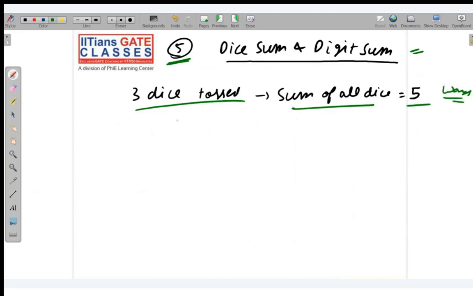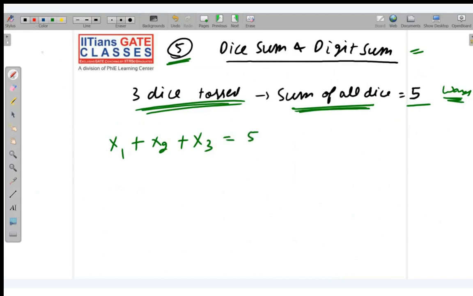Now I'm not saying identical dice, so obviously they are different. I have just thrown 3 dice, and I want the sum of all the dice to be 5. How many ways are there? That is the question. Let me show you how we can do it. So 3 dice are thrown. x1 is the output of the first dice, x2 is the output of the second dice, x3 is the output of the third dice. And the sum of output should be 5.